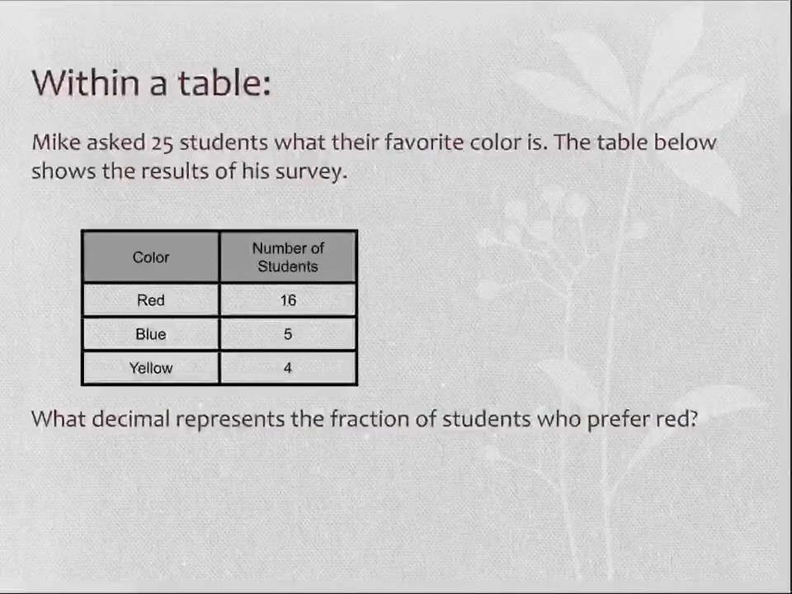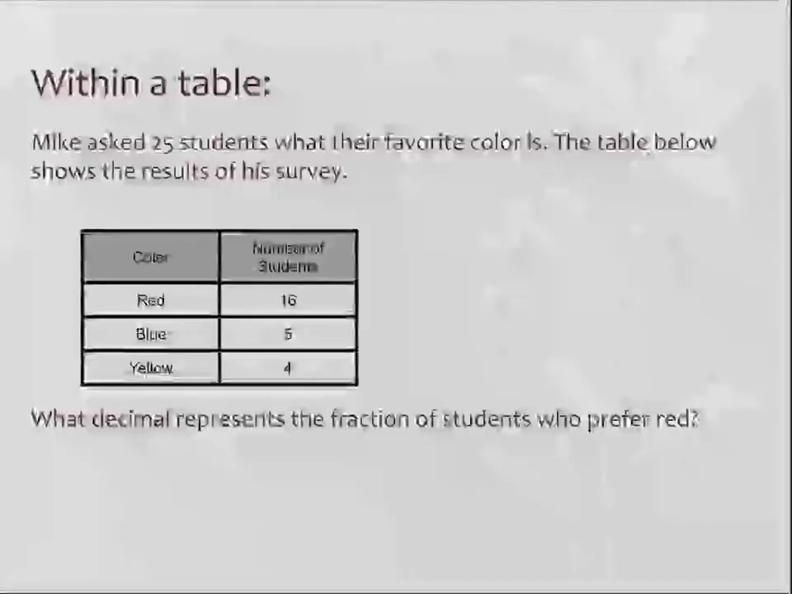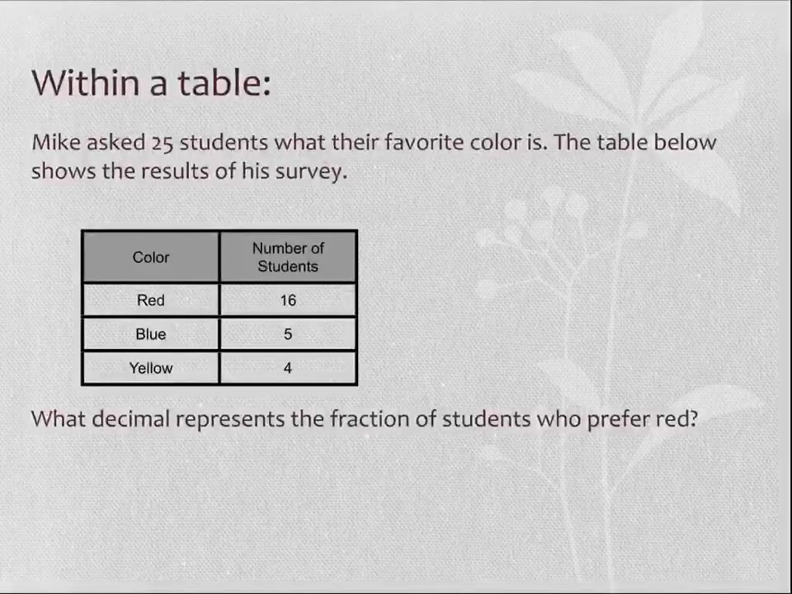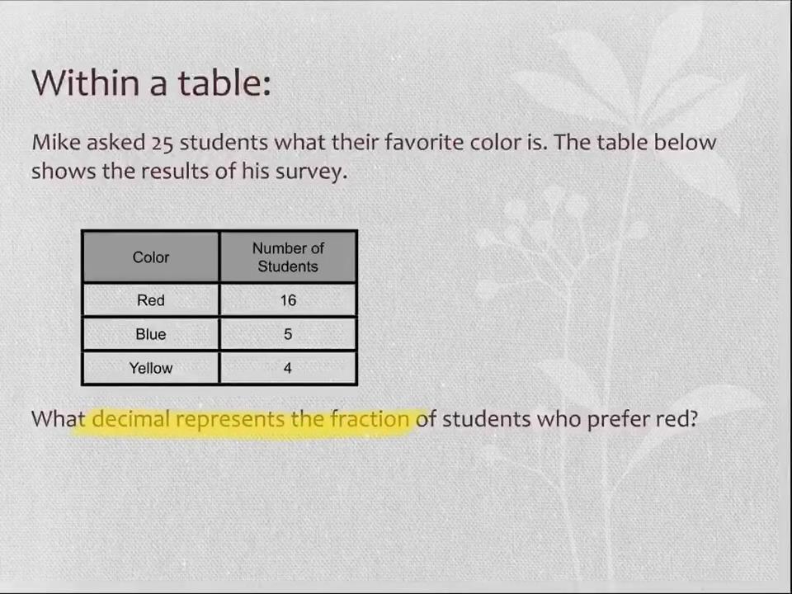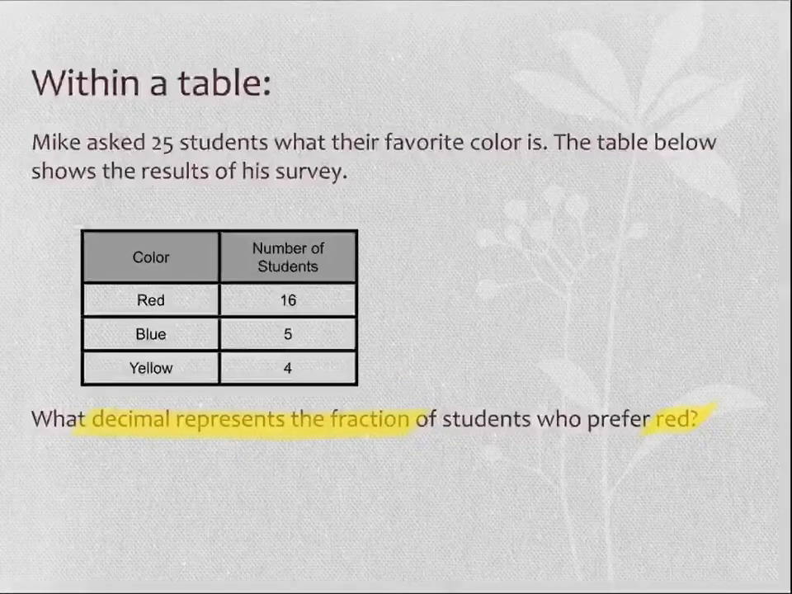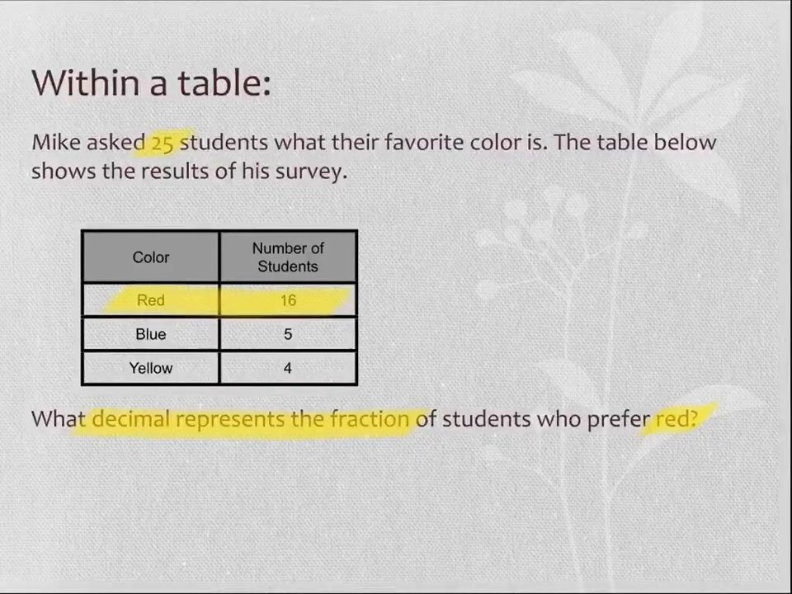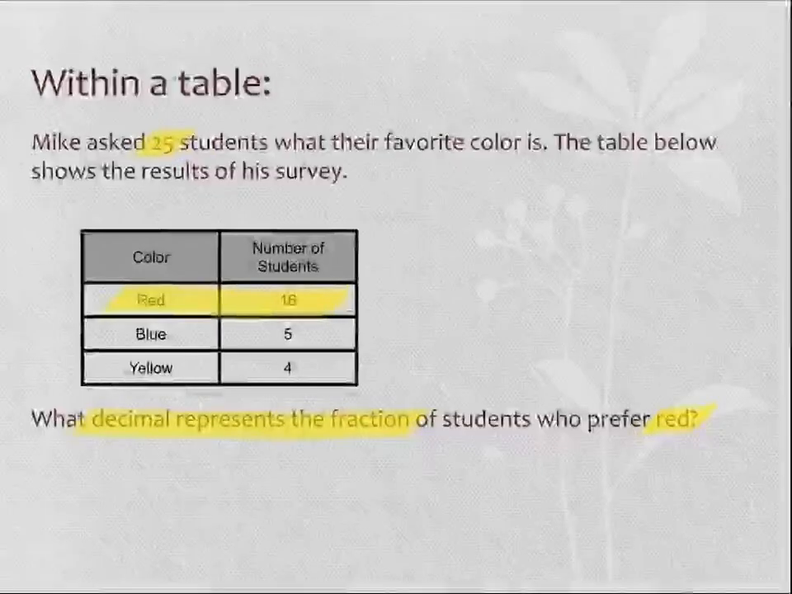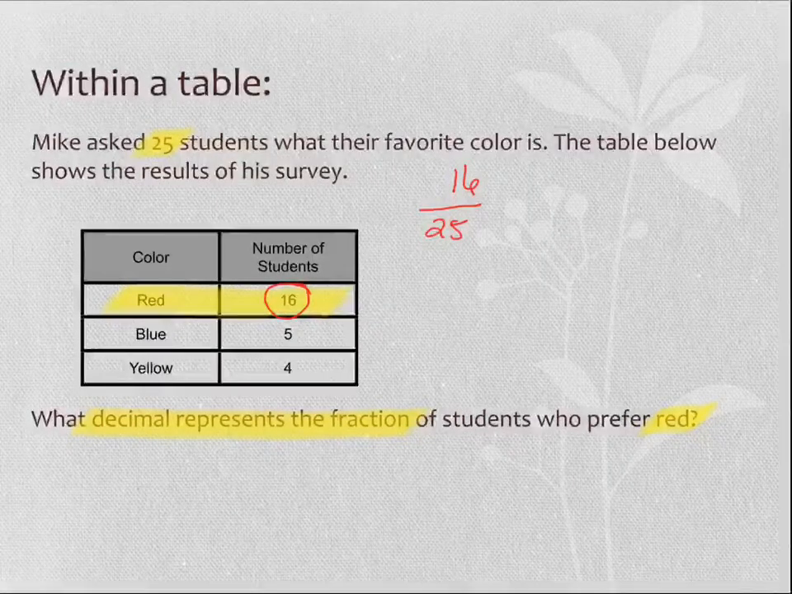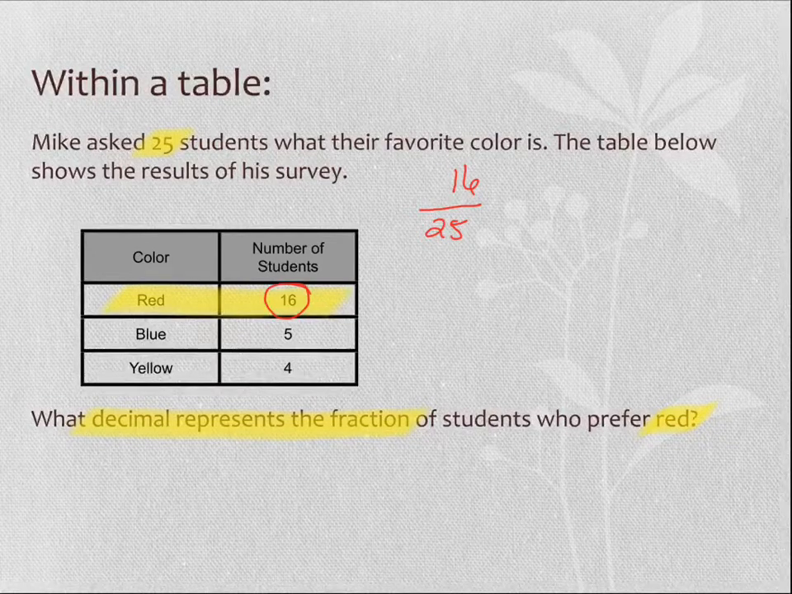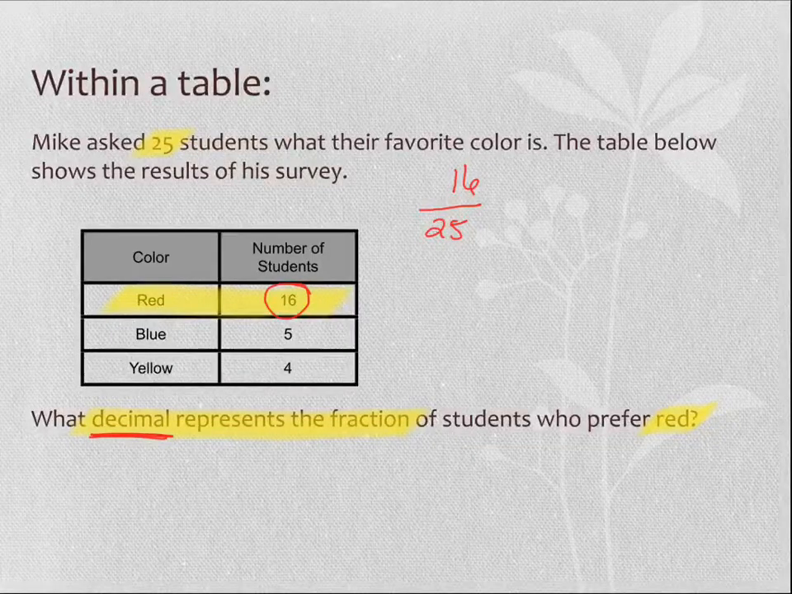Sometimes you're going to see a situation like this where you have a table. It says that Mike asked 25 students what their favorite color is, and the table below shows the results of the survey. What decimal represents the fraction of students who prefer red? Okay, so we know we're looking here at the red information, and we know that 25 students were surveyed. Well, what this is telling me is that 16 of the 25 students prefer red. That's my fraction representation. I need the decimal. That's what the question is asking for.